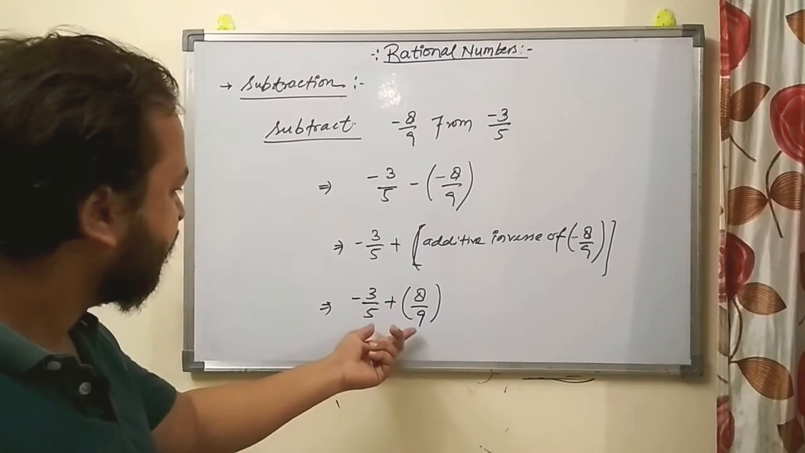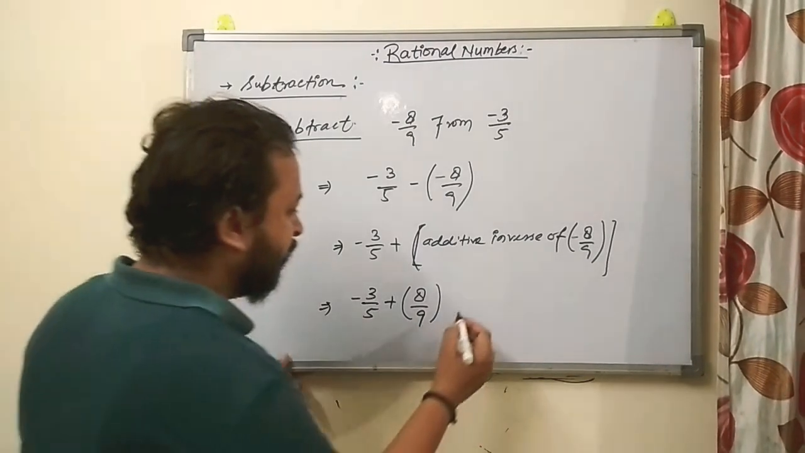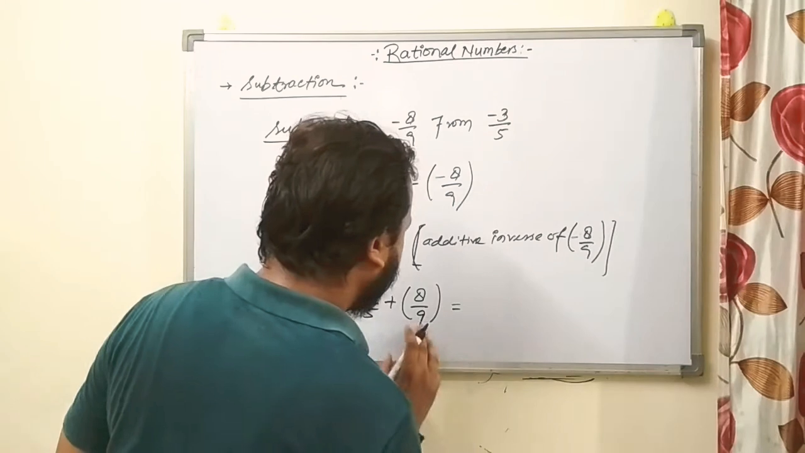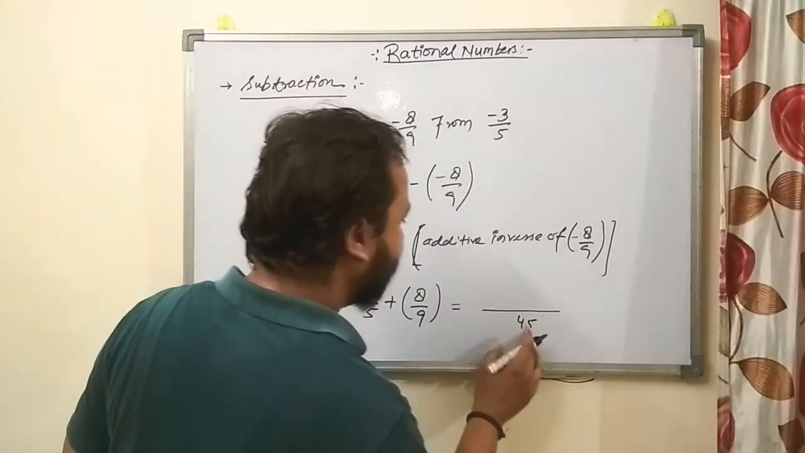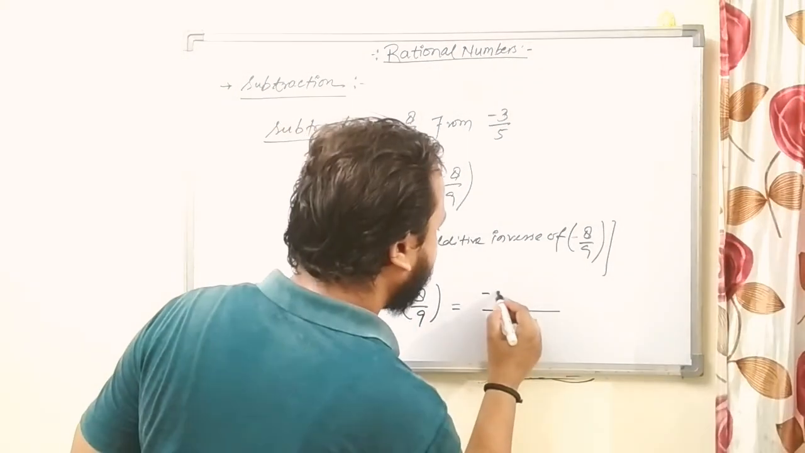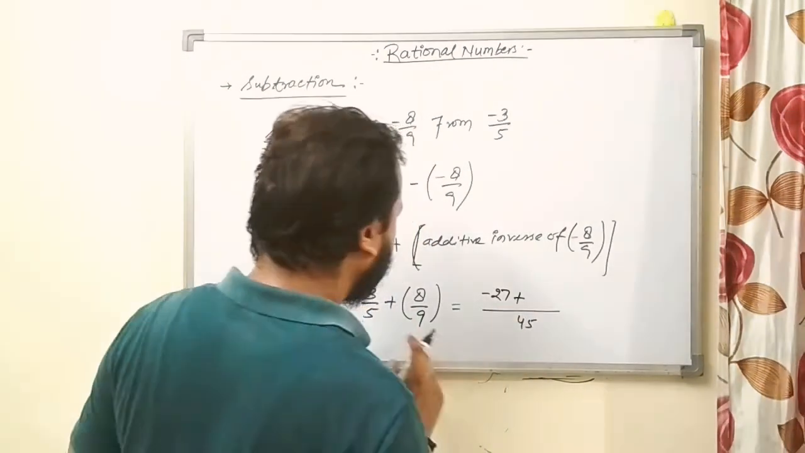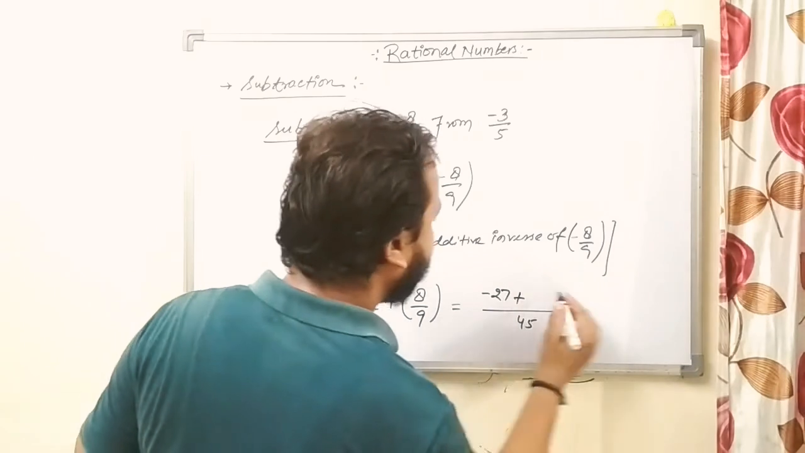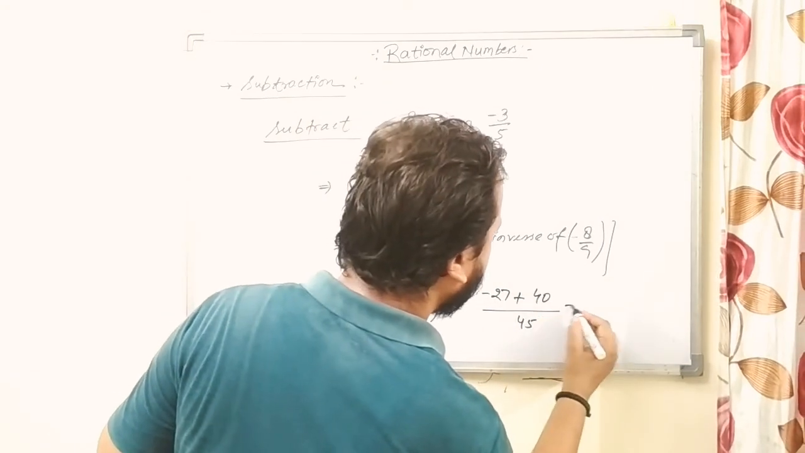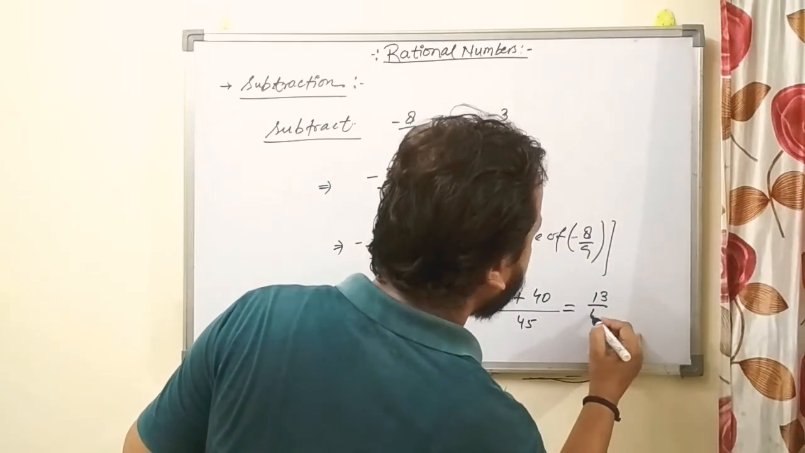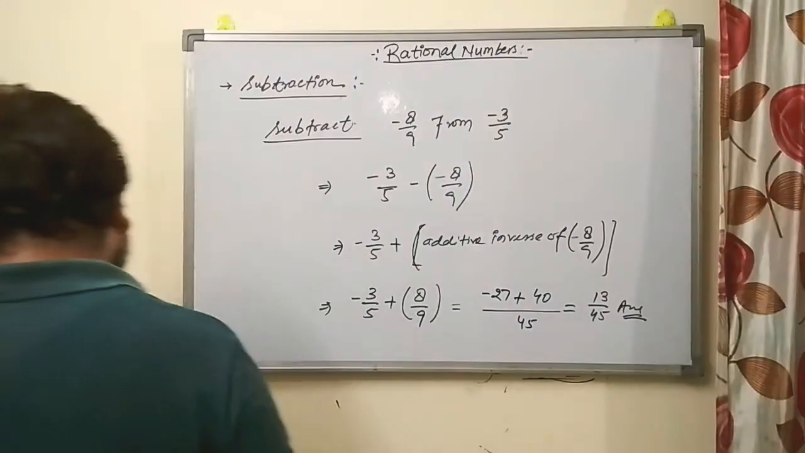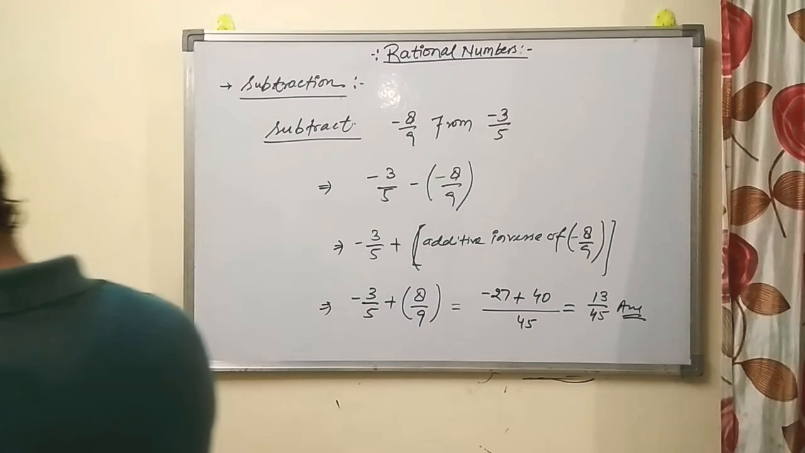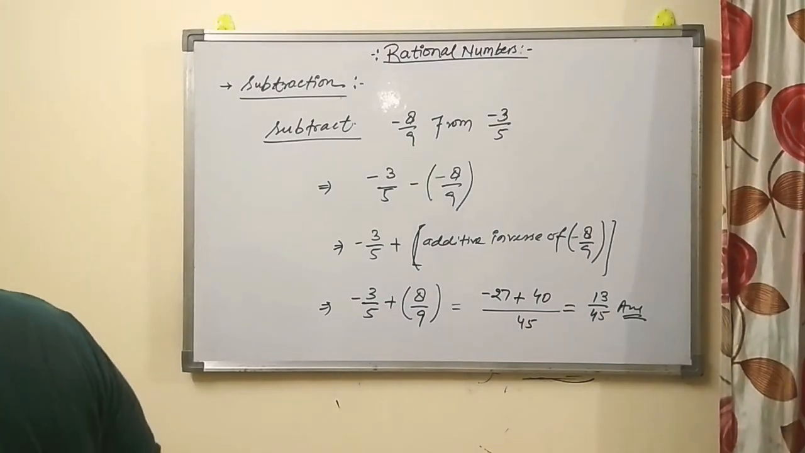So after that, just take the LCM. LCM of 5 and 9 is 45. So 5 9s are 45, 9 3s are 27, plus 9 5s are 45, 8 5s are 40. That equals 13 by 45, and that is the answer, right?